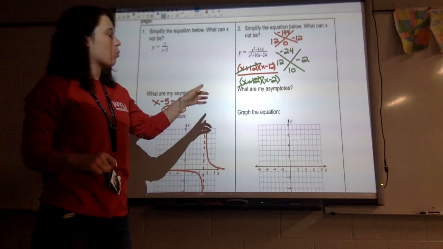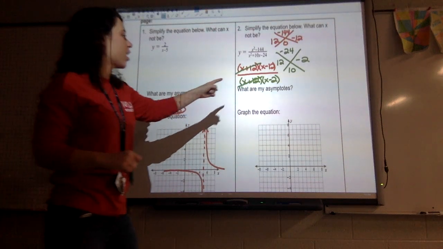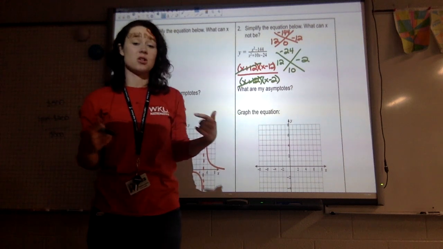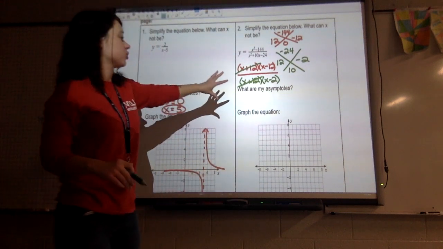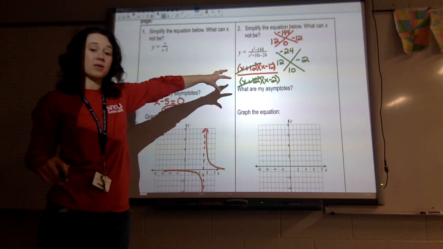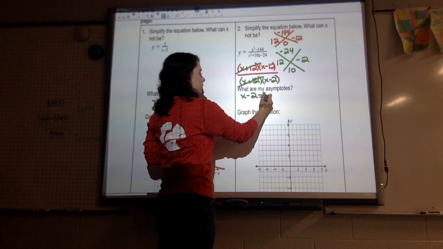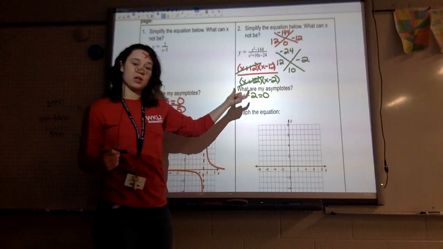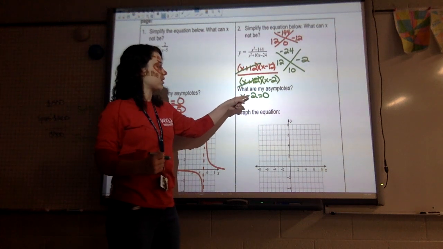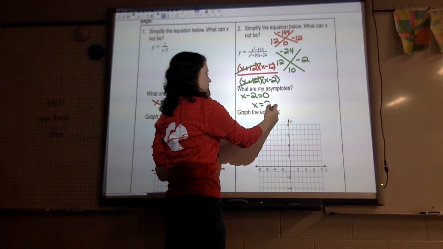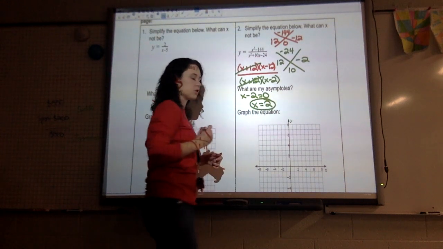So when I'm thinking about what are my asymptotes, I am only worried about where does x minus 2 equal 0? What can x not be? That x plus 12 is gone now because I've crossed it out. So my only asymptote is going to be the answer to this equation right here. Where does x minus 2 equal 0? Well, when you solve that, you get x equals 2.